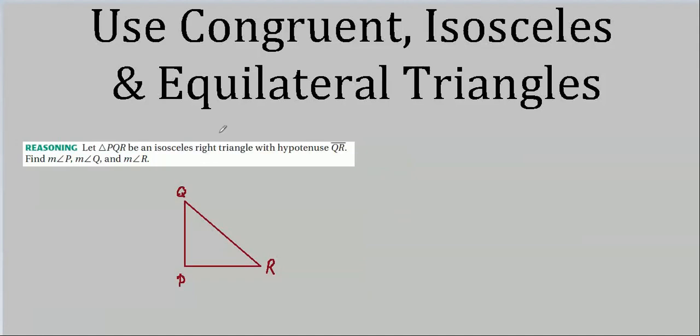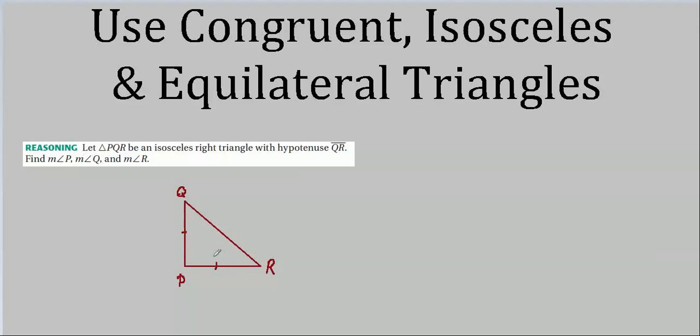Here's one where I'm pretty sure we're going to use our base angles. Let's see here. We've got an isosceles right triangle. I drew it in here. And they're telling us it's isosceles, so these 2 legs are congruent. QR is the hypotenuse. Okay, looks like we drew it right. Find the angles P, Q, and R.